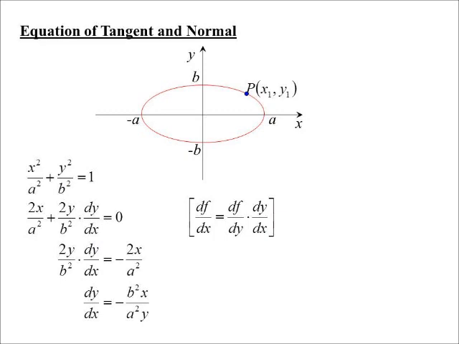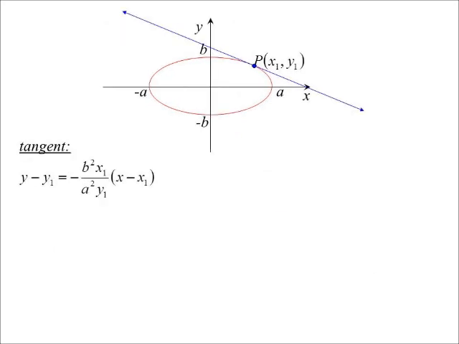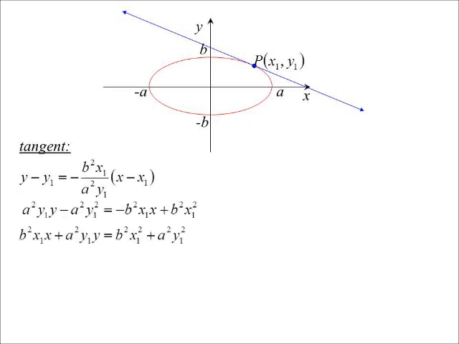So at our random point, which I'll just call x1, y1, the derivative will be b squared x1 on a squared y1. So to find the equation of the tangent, sub that into our point slope formula. Now, if I get rid of the fraction, so multiply everything by a squared y1, expand out on the right hand side, and rearrange it, so it sort of matches, notice I've got b squared with the x's on the left and b squared with the x's on the right, and so on.